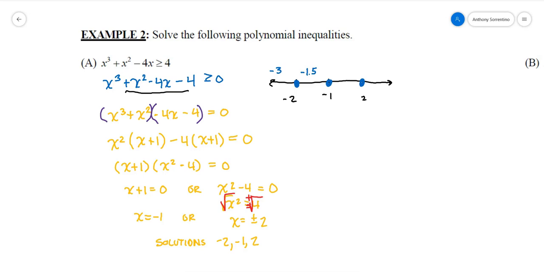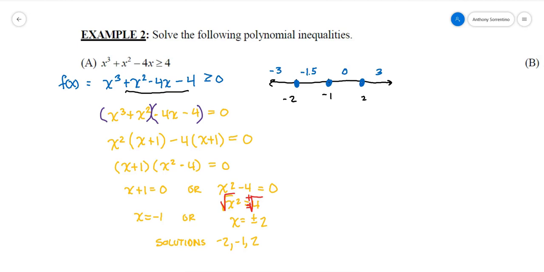Between -1 and 2, I have 0. I also have 1. I'm going to choose 0 because it's the easiest to work with. And of course, for a value that's more than 2, I'm just going to use 3. And then I would go back. This is my f of x value. And I would figure out f of -3, f of -1.5, f of 0.